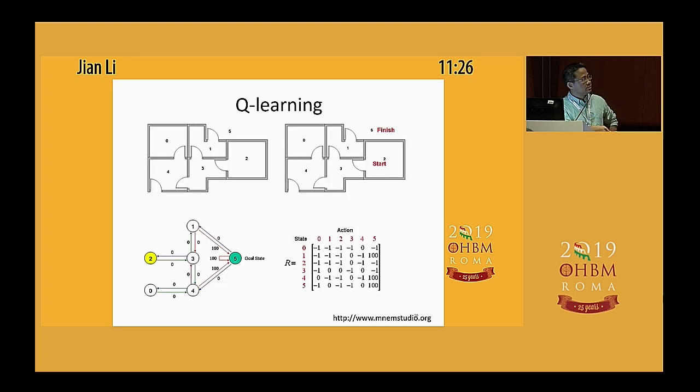Here is just a dummy example. Suppose that you are in room 2 and your final goal is to get out of the room, which is denoted by number 5 here.